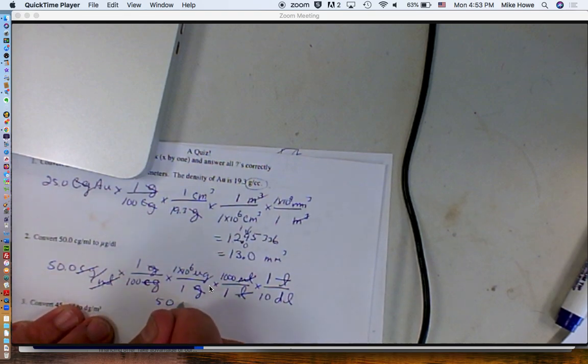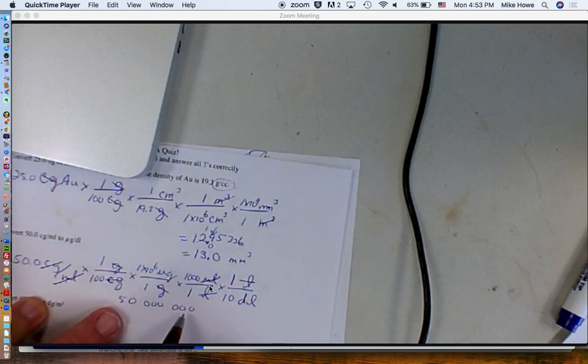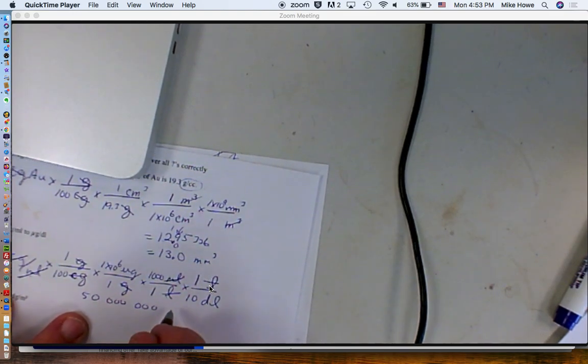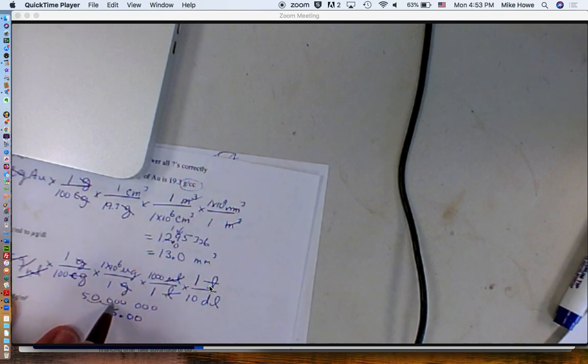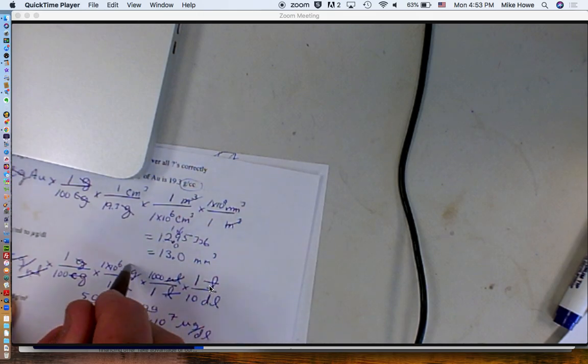So if it's 50 million, we have a problem because 50 million only has 1 significant figure, but this number has 3 significant figures. So we need to make 50 million turn into 3 significant figures, and you can do that by using scientific notation. 5.00 would be 3 significant figures, and move the decimal point 1, 2, 3, 4, 5, 6, 7. So 5.00 times 10 to the 7th. Units would be micrograms per deciliter, because those are the ones that haven't canceled.